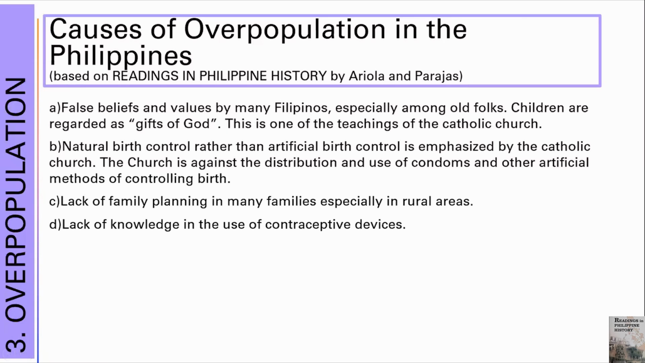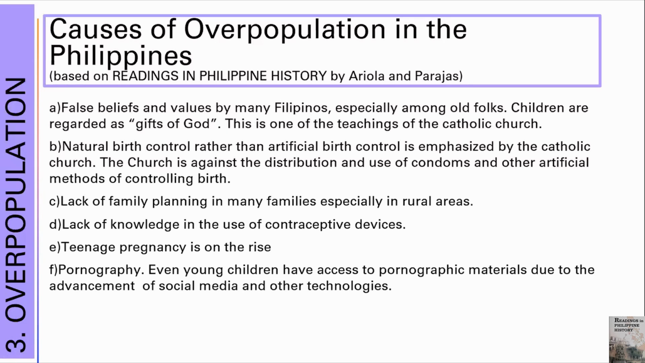Teenage pregnancy is on the rise. And this, pornography. Can you relate to this? Every young child has access to pornographic materials due to the advancement of social media and other technologies. The internet is very easy now. It's just one type, one search, and you'll have the website.